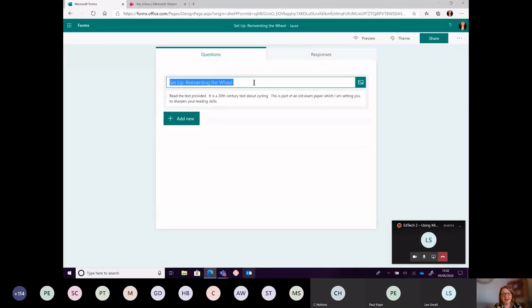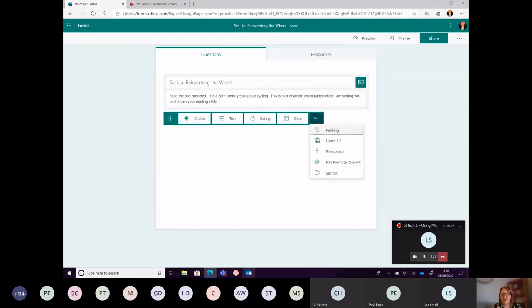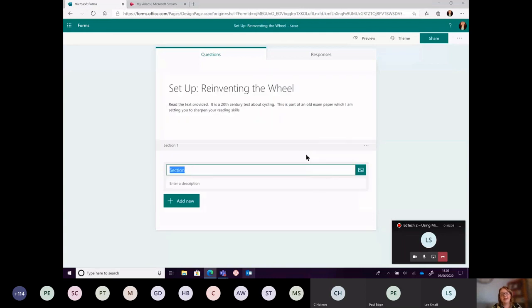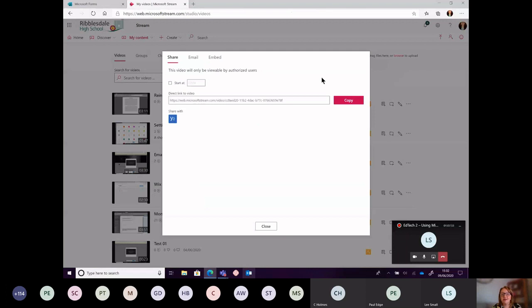So you can add your title in here. However, you can add some images in there if you want to, and you can give a brief description. What we are doing is looking at ways that we can enhance pupil oracy, their literacy skills, and also their communication skills as well. So for me, within this one, I'm going to look at adding a section. And in here, I'm going to look at adding a video of something that I've already pre-recorded in Stream.